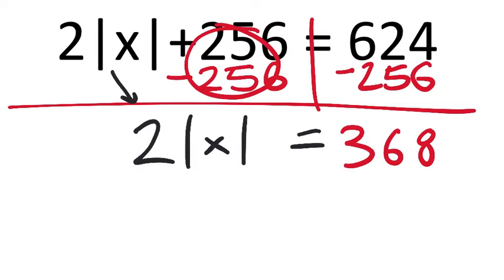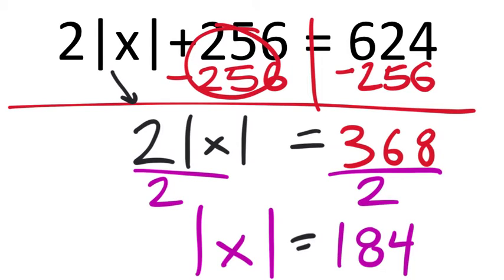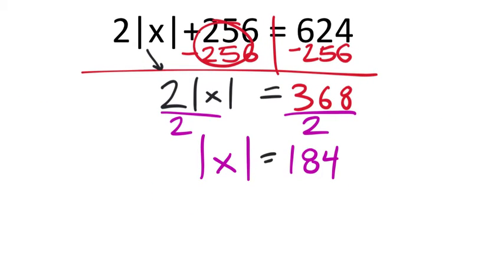Well, now, that was one principle of equality, just to isolate my absolute value. Now I'll divide both sides by 2 to make it just the absolute value of x, which now equals, it looks like, 184. Okay. Yep. Now, as awesome as that feels, like, we just did a lot of work right there and it feels good, we're not done.